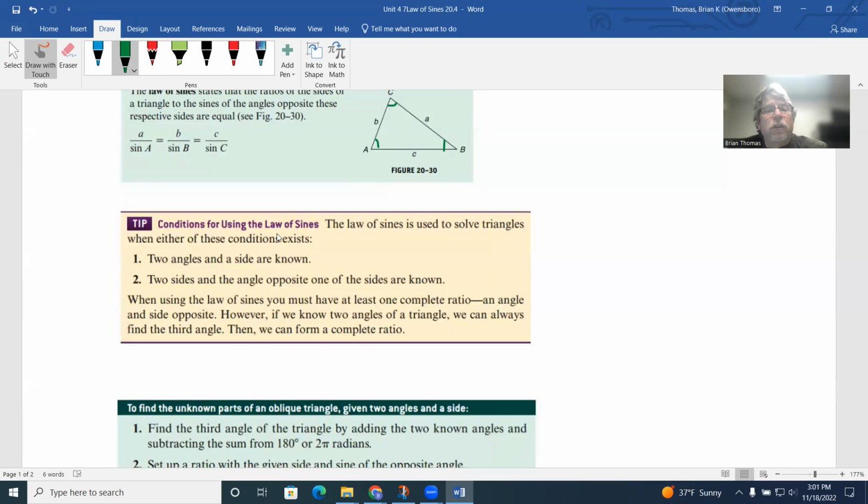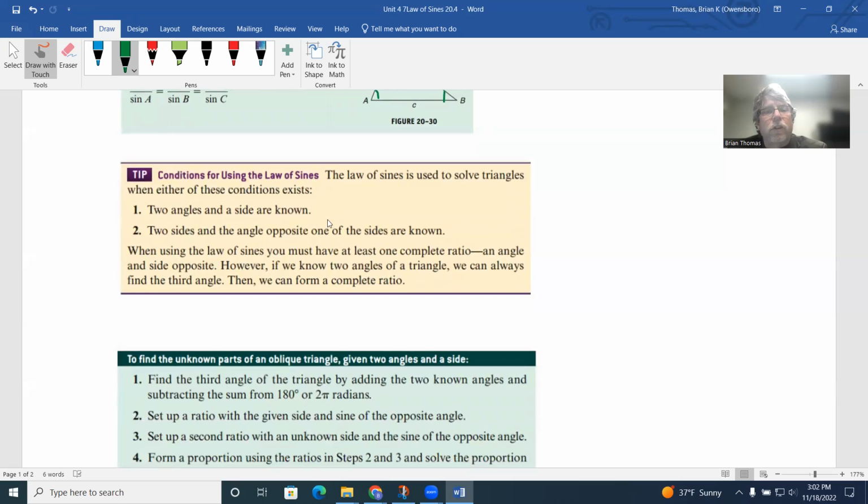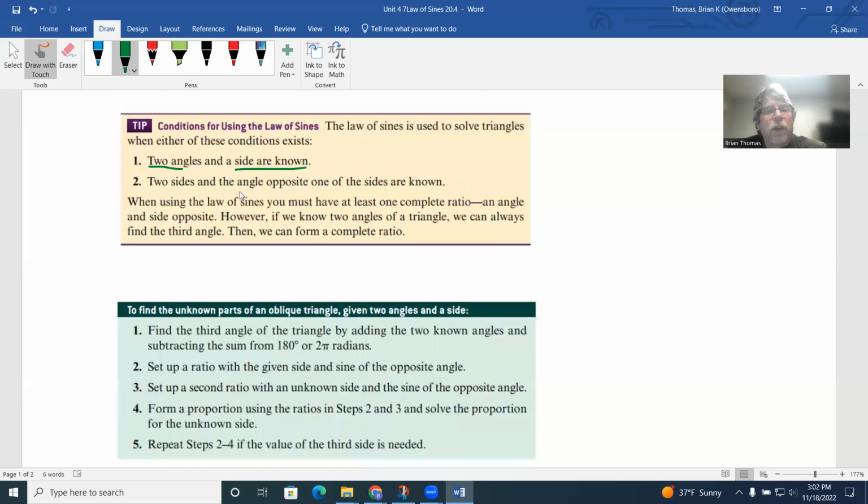So the conditions for using the law of sines, when do we actually have to use this? Well, one, if we don't have a right triangle. If we have a right triangle, it's much, much easier to just deal with those basic trigs using SOHCAHTOA. Here, though, if these conditions exist, then we will use the law of sines. So if two angles are known and a side is known, the law of sines is going to be used. Also, if two sides and an angle opposite one of the sides are known, that's also going to be a way to do this.